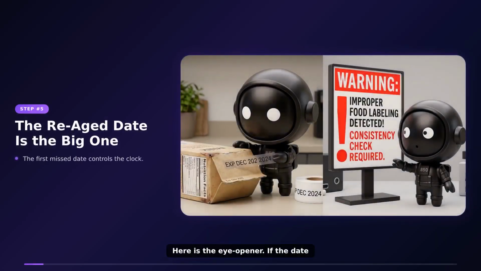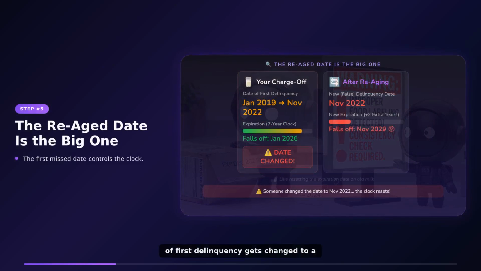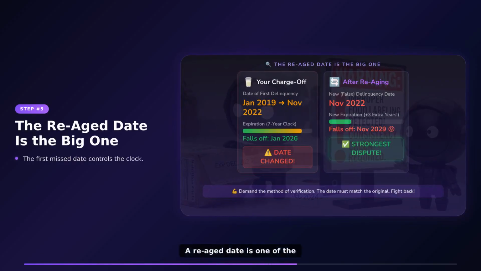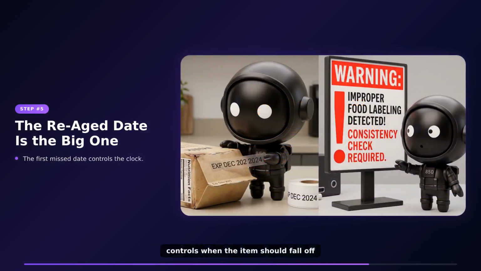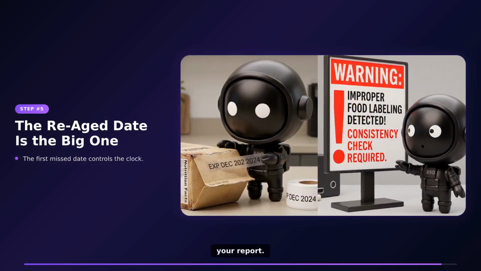Here is the eye-opener. If the date of first delinquency gets changed to a newer date, the account can look fresh again, like someone reset the expiration date on old milk. That is called re-aging. A re-age date is one of the strongest things to challenge, because that date controls when the item should fall off your report.